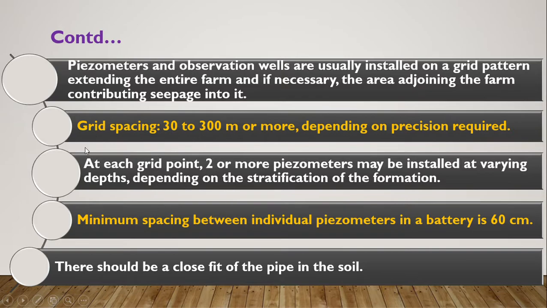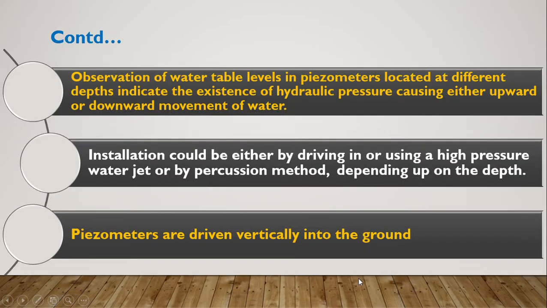At each grid point, 2 or more piezometers may be installed at varying depths depending on the stratification of the formation. The minimum spacing between individual piezometers in a battery is 60 centimeters. So there are a number of grids, and at each grid point we are placing a number of piezometers at different depths. Each of these piezometers should be at a distance of 60 centimeters. They will all be placed in the same battery. And there should be a close fit of the pipe in the soil.